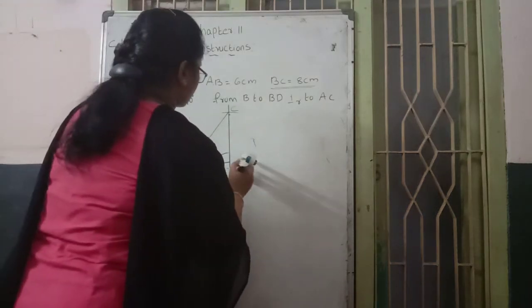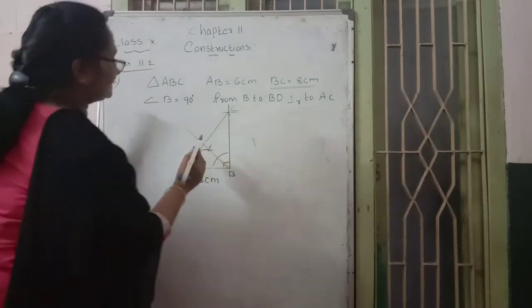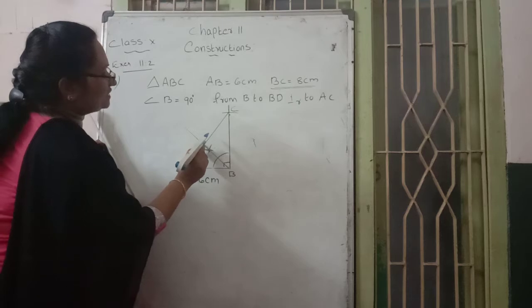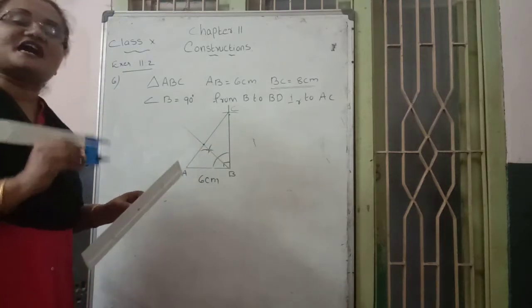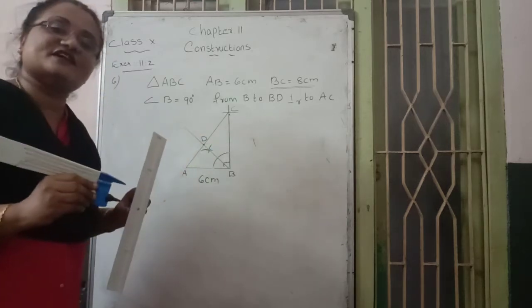Join both arcs' intersecting point with a straight line. In this way, a straight line. That is the perpendicular drawn from B, and it cuts our AC line. Mark that point with an alphabet. Which alphabet? D, as they gave in the question.